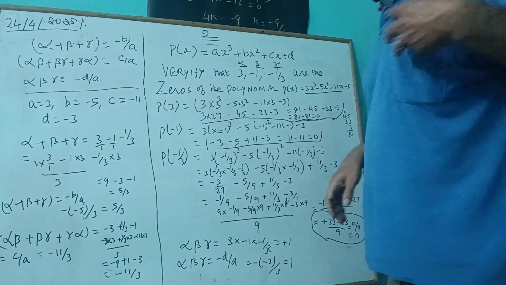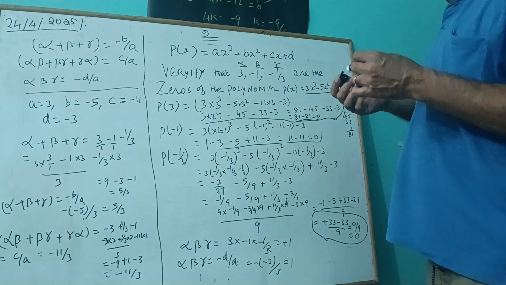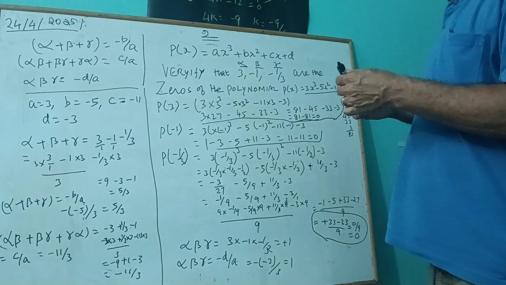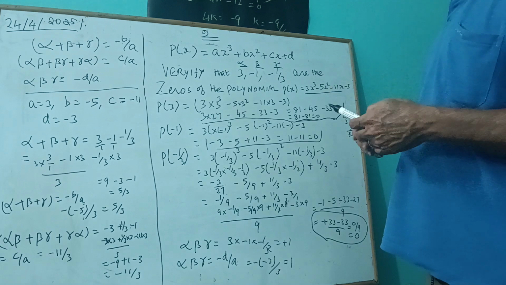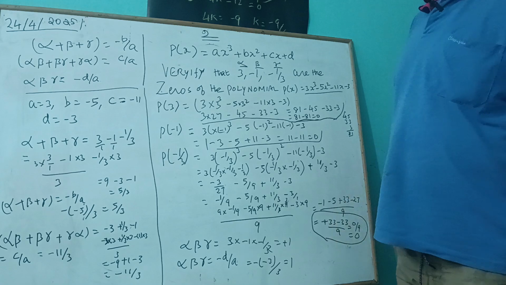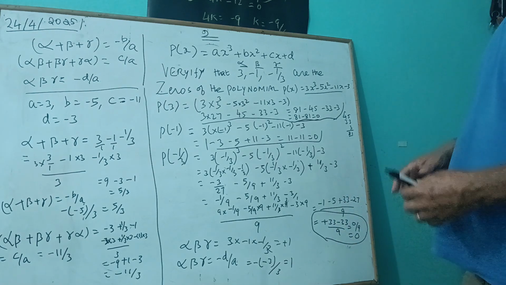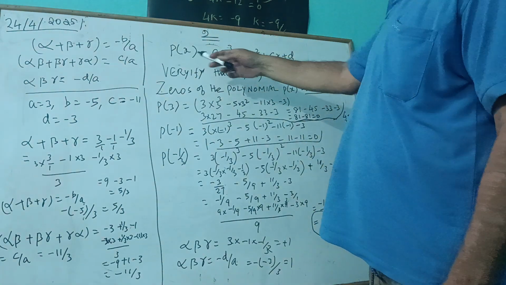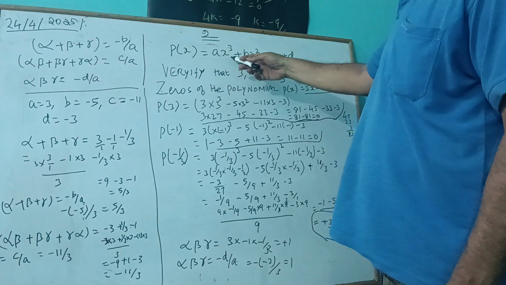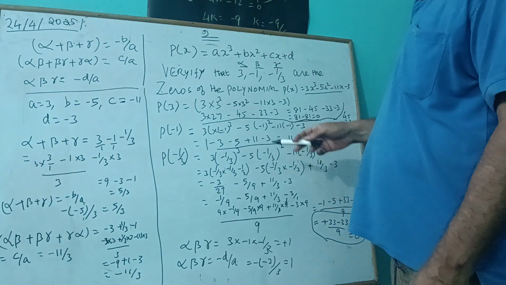Good evening, students. Today I will be taking the cubic polynomial. Up to yesterday we have been doing quadratic polynomials. Today I am going to do the cubic polynomial. So, there is one problem we will be solving. Let p of x is equal to ax cube plus bx squared plus cx plus d.